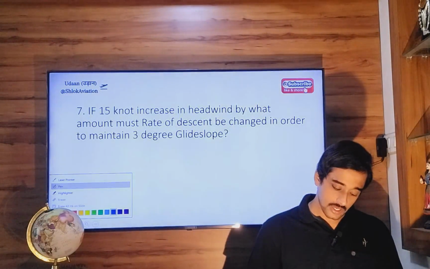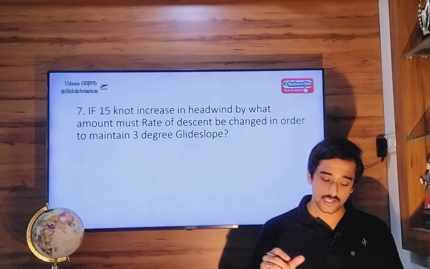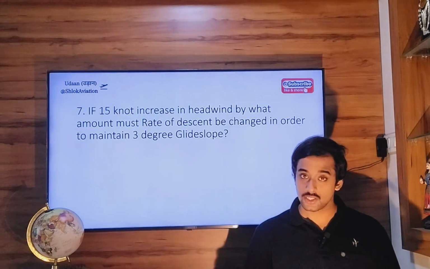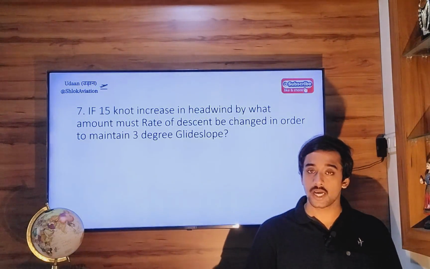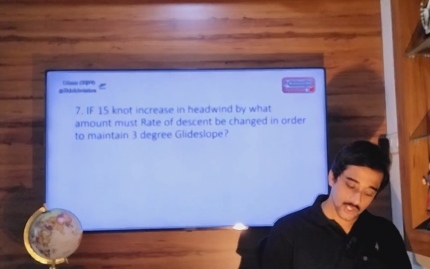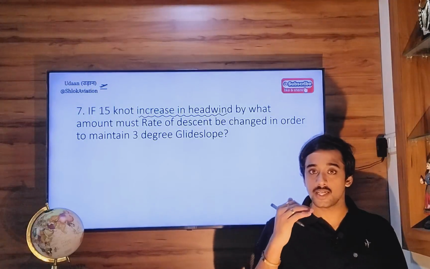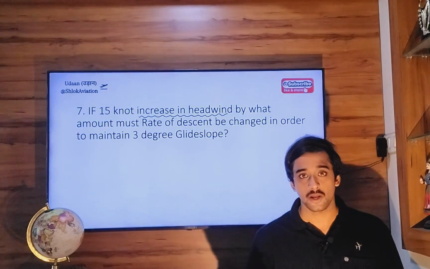A 15 knot increase in headwind. Again, an increase in headwind is given to us. By what amount must rate of descent be changed in order to maintain a 3-degree glide slope? Okay, so we know that whenever there is an increase in headwind, we must decrease our rate of descent deliberately.